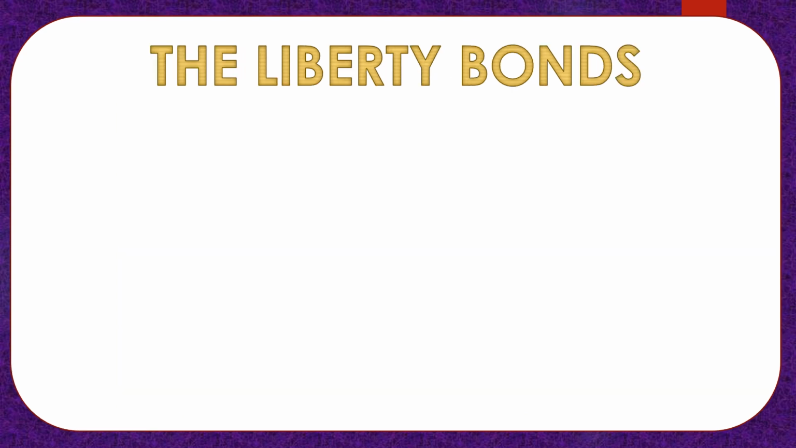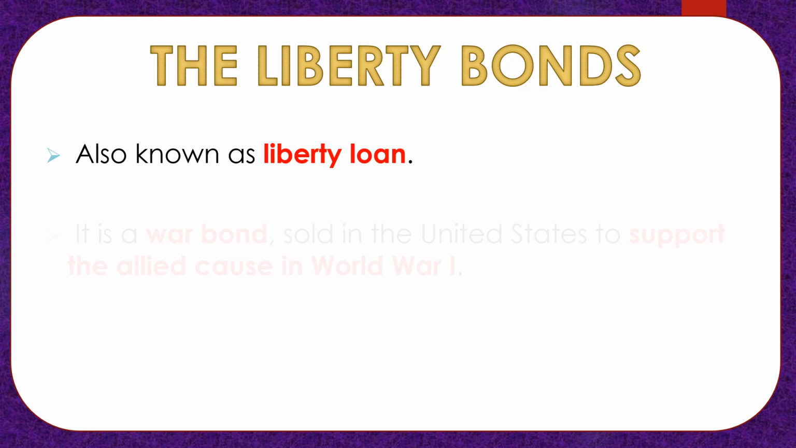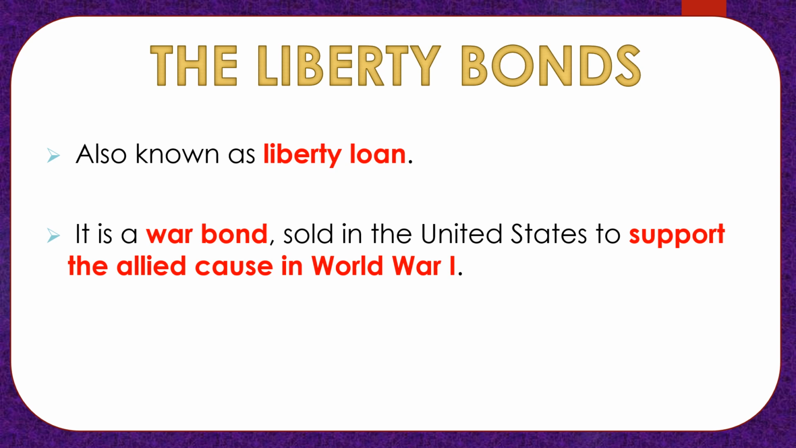In Dear Mr. Kilmer, we hear about the Liberty Bonds towards the end of the novel. But what is Liberty Bonds? Liberty Bonds is also known as Liberty Loan. In case you do not know, loan means pinjaman, pinjaman wang, right? It is a war bond sold in the United States to support the Allied cause in World War I. So what does this mean? Well, why don't we look at some visuals that might help you? Let's see.